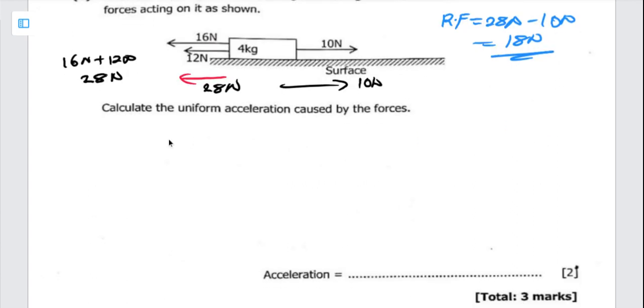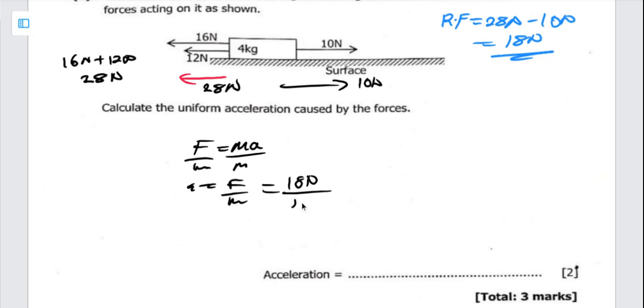But this question is saying calculate the uniform acceleration caused by the force. What we need to do here is calculate the resultant force, and then calculate the acceleration. Since we know that the resultant force is equal to mass multiplied by acceleration, then acceleration is going to be equal to force divided by mass. In this case, we have already found the resultant force, which is 18 newtons. We show it here, then divide by the mass, which is in the question, 4 kgs.